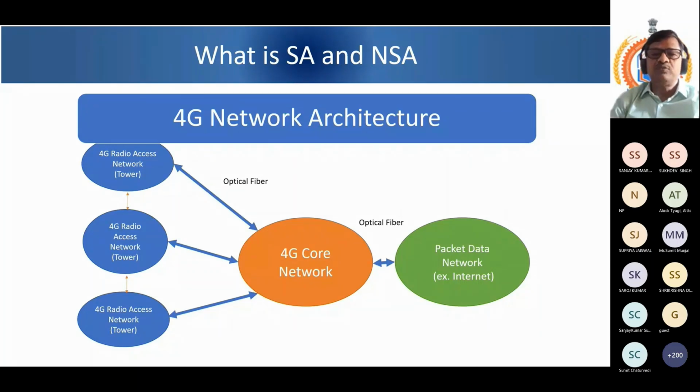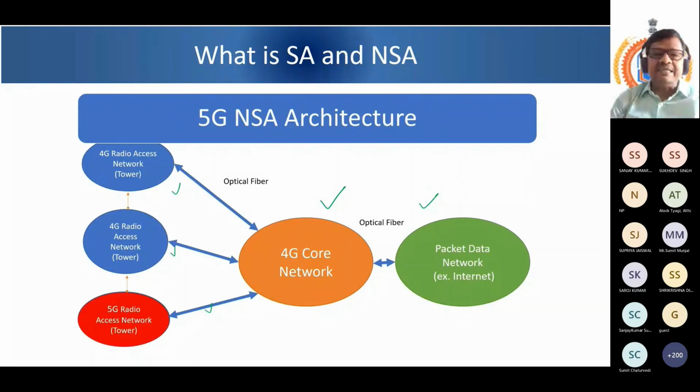Let us first talk about the 4G network. In a 4G network, you have a 4G core, you have 4G radio, and of course the PDN, the packet data network. In 5G NSA, you are just adding 5G radio wherever you require more speed. You are adding 5G radio using the same 4G core and the same packet network. This is called 5G NSA architecture.